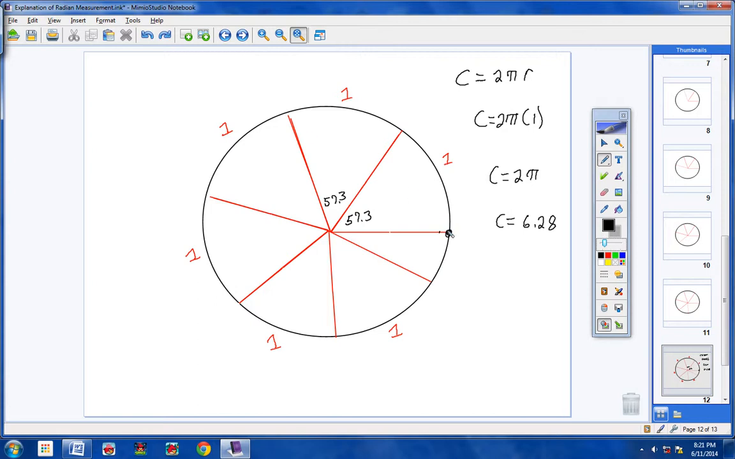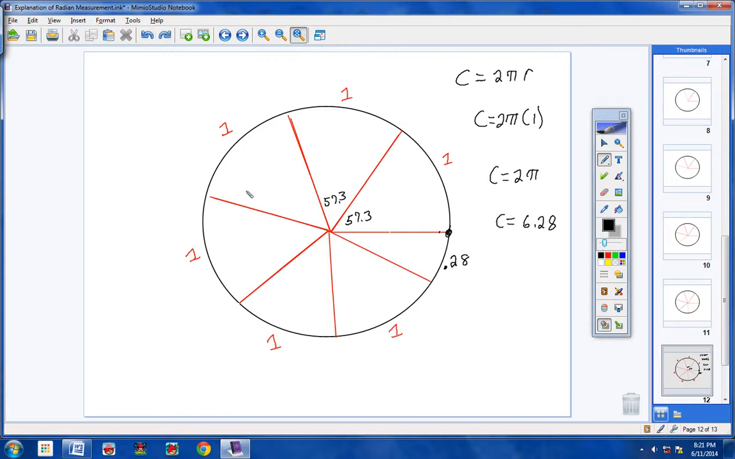Okay? So think about this. Look at how many measurements I have here. I have 1, 2, 3, 4, 5, 6 units of measure. So this little space right here must be what? It must have a measurement from here to here of 0.28. So here's what I'm trying to show you.